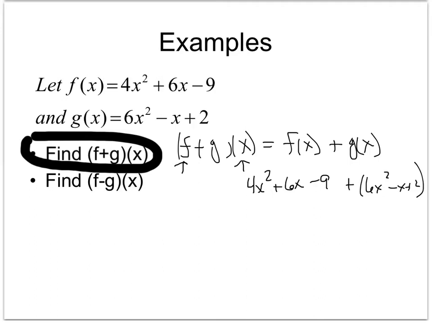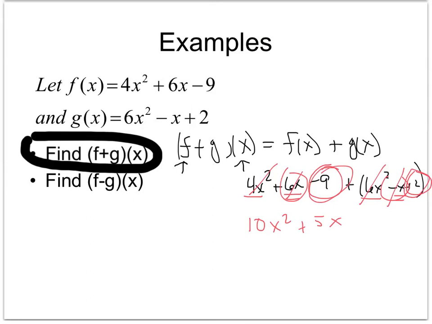And now it's just as simple as combining like terms. So I have my x squareds, I have my x's, and I have my constants. So 4x squared plus 6x squared, that's 10x squared. So I've used this guy and this guy. I have a 6x and a negative x, so adding those two guys is 5x. And then a negative 9 and a positive 2 is a negative 7. And that's my final answer.